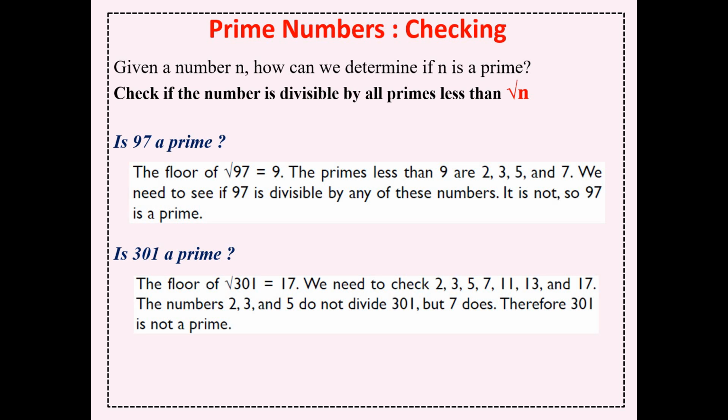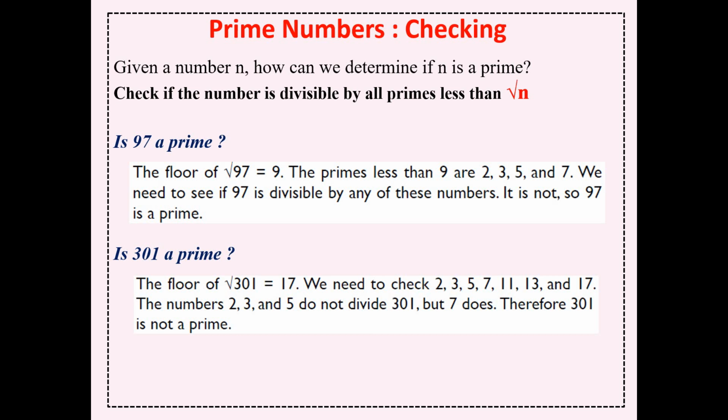You can see 301, whether it is a prime or not. What we have to do is take the square root of it and use the floor concept. The floor of the square root of 301 is 17. Now you have to find the primes between the first number and 17, and these are the numbers: 2, 3, 5, 7, 11.